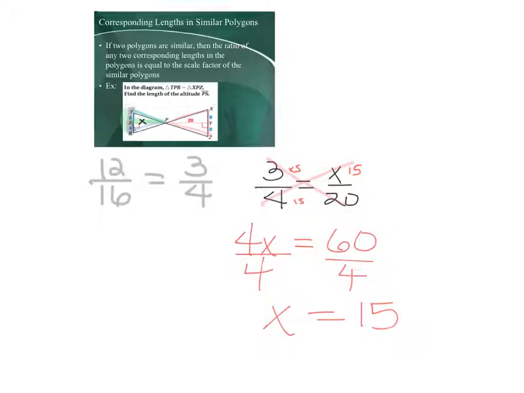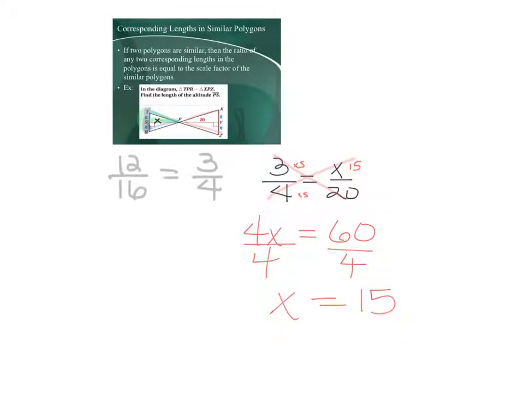Okay, so remember, in order for figures to be similar, the angles must be congruent. They need to have the same kind of tick marks or congruency marks. However, the sides are proportional. They must simplify to the same fraction.